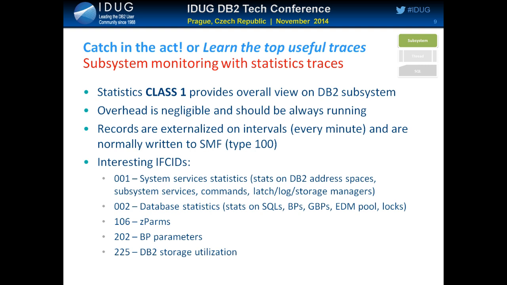zParms, I don't know if everybody is aware, sorry, that DB2 gives you a record with all zParms every minute. So if you want to, you can go back to the trace and see what the records were at that time. Buffer pool parameters, record 202, so you would see the parameters that you defined for the buffer pools. And 225, DB2 storage utilization, how much space altogether, each address space. With DB2 10 it is a bit less important than it was in DB2 9, when virtual storage was always the problem.